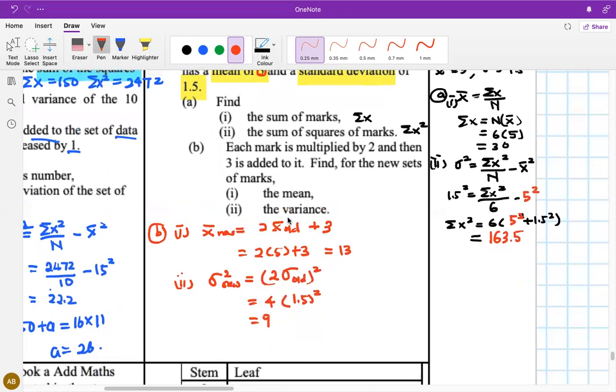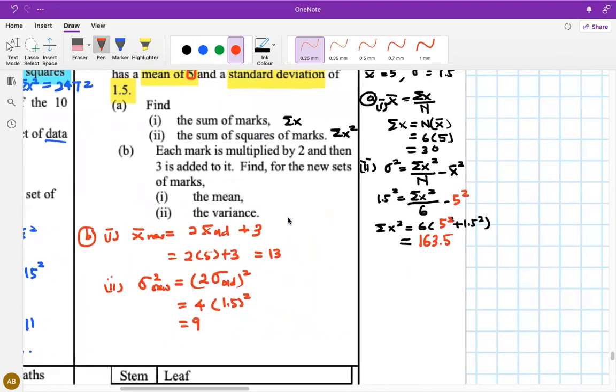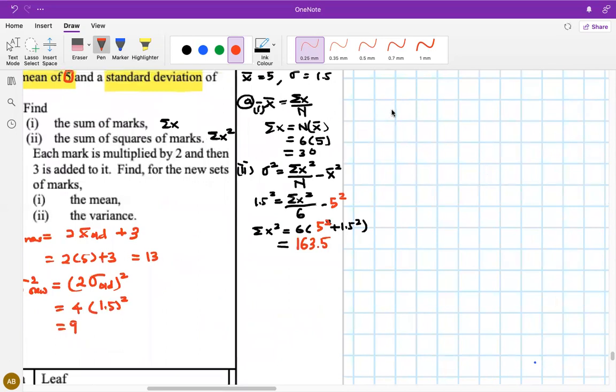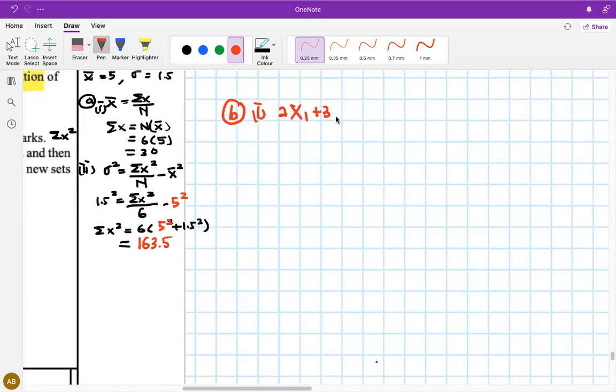So there is no need to do the long way. For B1, how do we know the new mean is 2 times the old mean plus 3? Because each data you multiply by 2 and plus 3, right? So you get like this, then 2 times 2 plus 3. So this is how you get the answer actually.